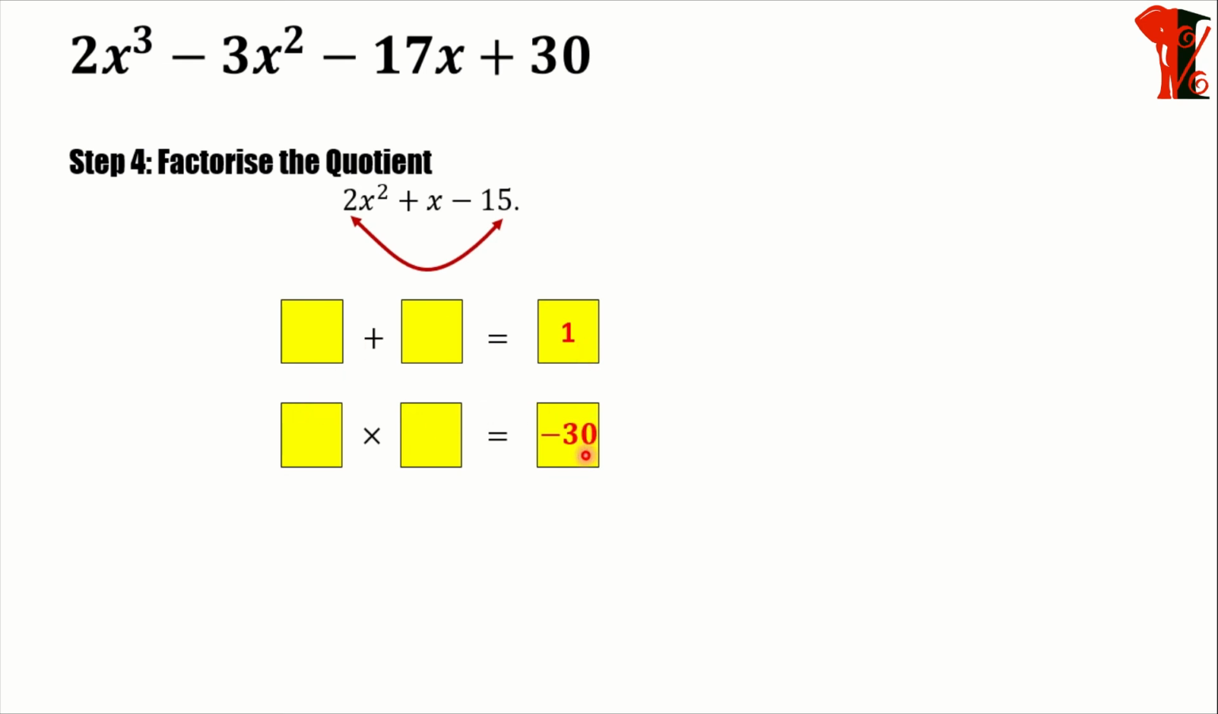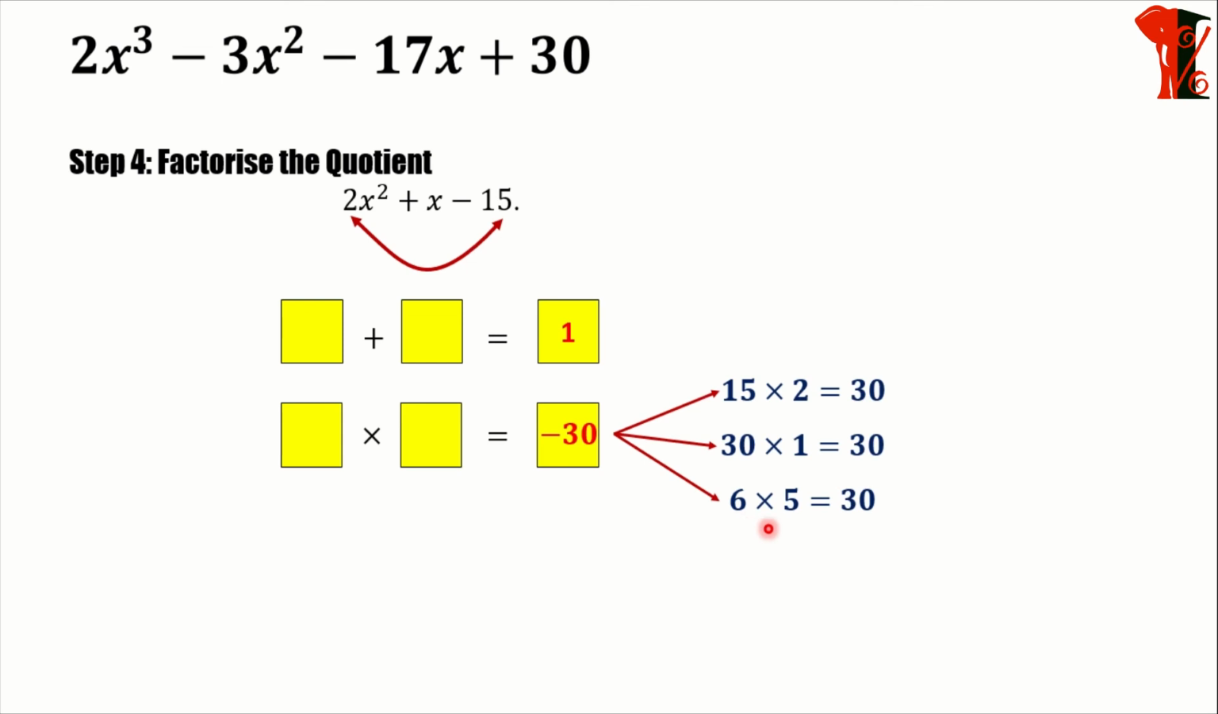Now let us make a list of all the numbers which give you 30. Correct? 15 into 2 will give you 30. 30 into 1 will give you 30. 6 into 5 will give you 30. 15 plus 2 will give you 17, and 15 minus 2 will give you 13, so this I cannot use. Then 30 plus 1 will give you 31, 30 minus 1 will give you 29, so this also I cannot use. So let's go to the last one. 6 plus 5 will give me 11, but 6 minus 5 will give me 1. That means this is the most suitable pair.